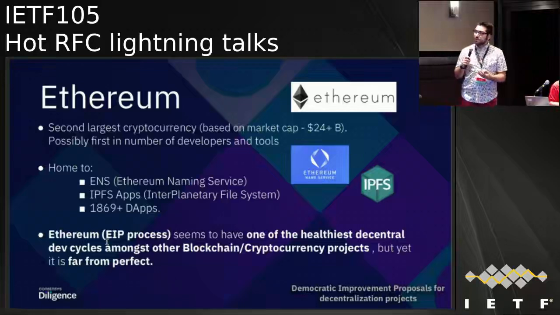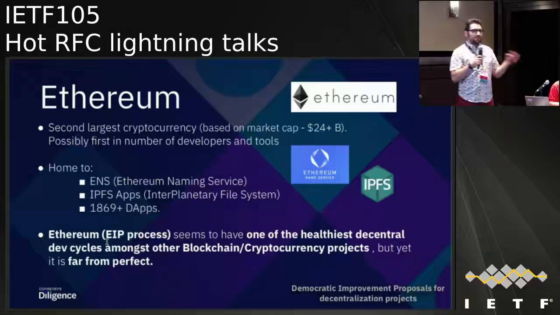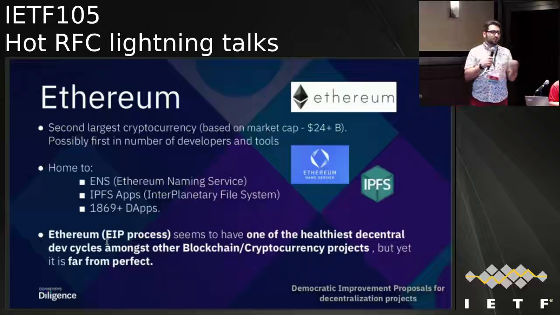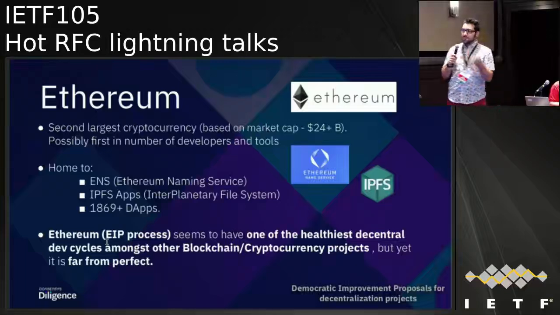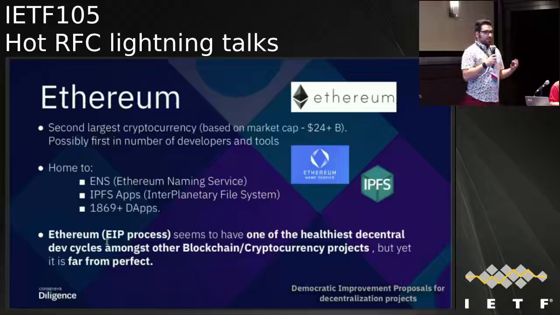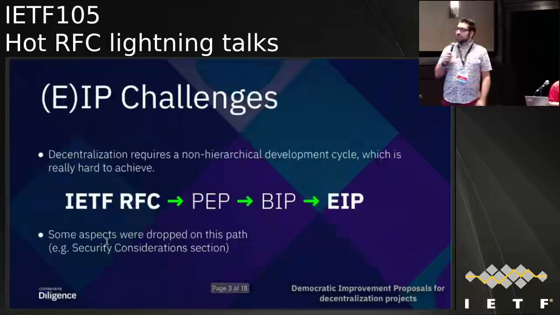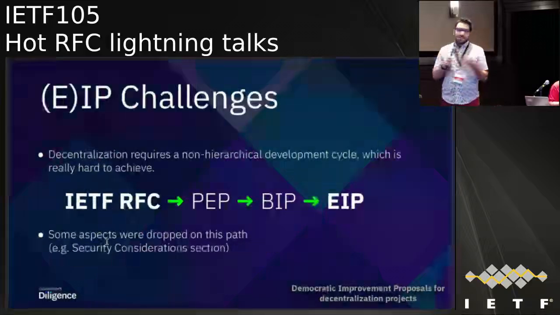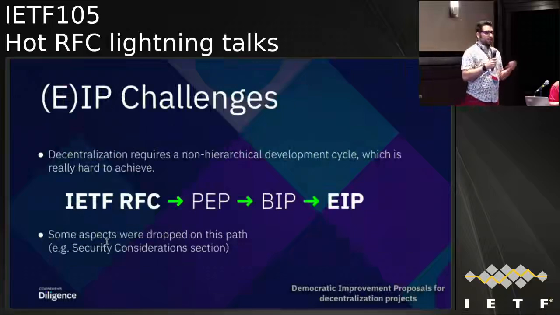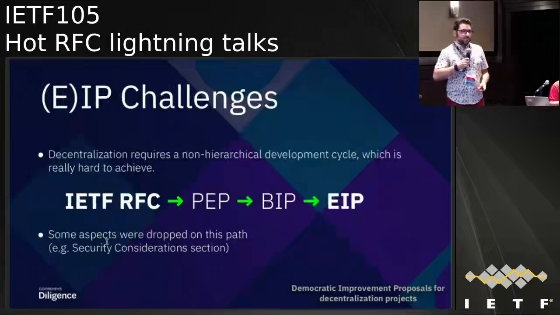Ethereum is a home for ENS, the Ethereum Name Service, which is trying to do the .eth TLD and also DNSSEC in the blockchain. Also for IPFS, the decentralized file system, there are a lot more apps there. I'm mostly talking about looking at processes here. Ethereum is one of the healthiest decentralized dev cycles amongst blockchain and cryptocurrency projects, but it's yet far from perfect. Among the historical challenges, decentralization requires a non-hierarchical development cycle, and that's really hard.